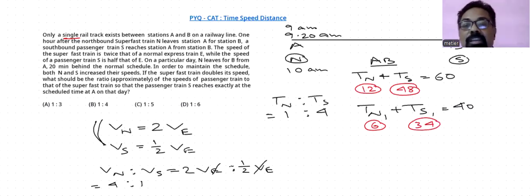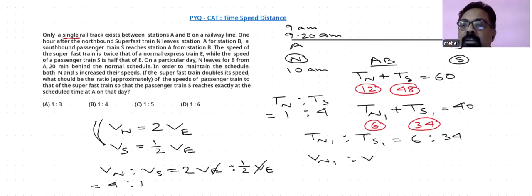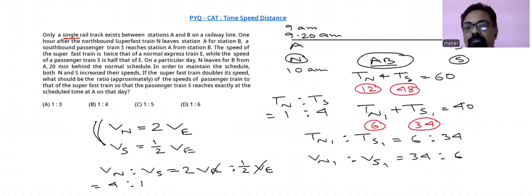Now, again, the same point. The point is the distance remains the same, AB. So when distance remains the same, time and speed, or time and velocity, will be inversely proportional to each other. So if TN1 and TS1 are such, we can easily say TN1 is to TS1 will be 6:34. So what we can say, VN1 is to VS1 will be 34:6, because distance is AB again. Now Vn is to Vs, the new speeds ratio, is 34:6.